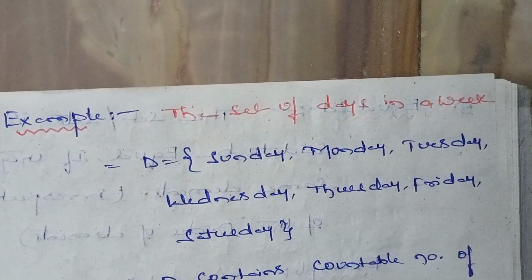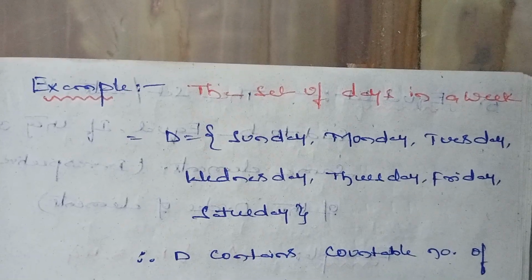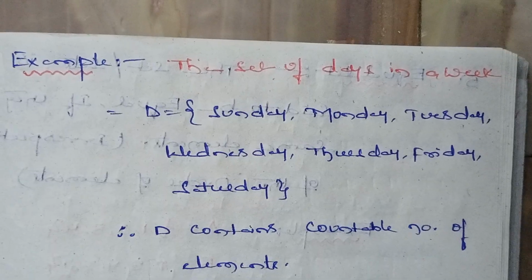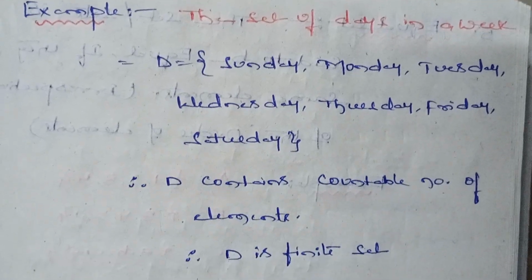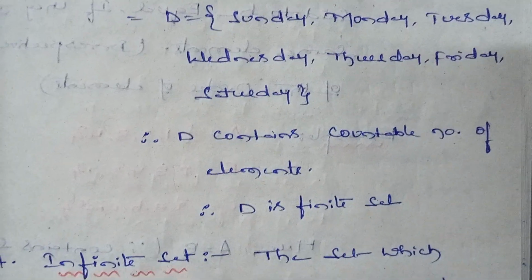Now coming to an example, the set of days in a week. So we have only 7 days, right? That is countable: Sunday, Monday, Tuesday, Wednesday, up to Saturday. Therefore D contains a countable number of elements, students. Therefore D is a finite set.